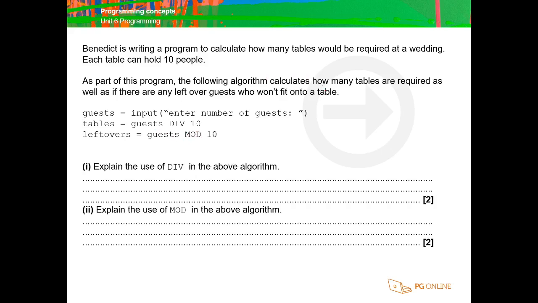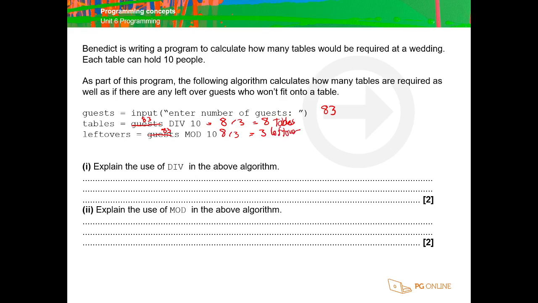Okay, so for example, let's imagine we have got 83 people on our guest list. Okay, so we type our guests in as 83. So tables is going to be 83 div 10. So in other words, 83 divided by 10. Okay, that's going to give us 8 remainder 3. So that gives us 8 tables. Now what this does, it does exactly the same thing. It does 83 mod 10, and it tells you what the remainder is, 8 remainder 3. So the answer is going to be 3 left over.